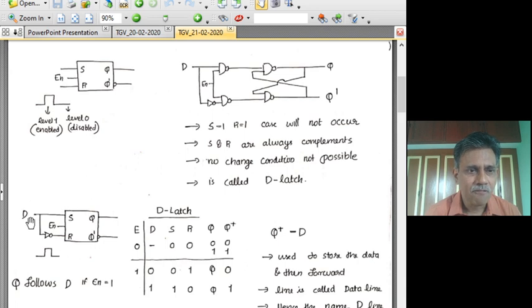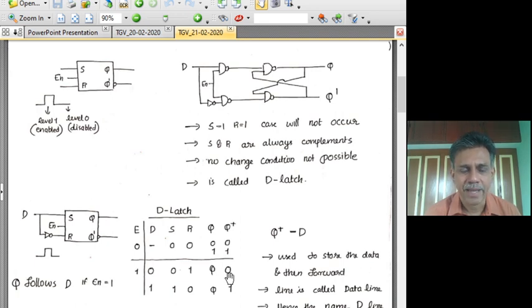Then when D is 0, then S equal to 0, R equal to 1. Because D is directly connected to S, and because D is complemented before given to R, R becomes 1 when D is 0. We know that this is a reset case, therefore whatever may be the value of Q, Q plus will become 0.